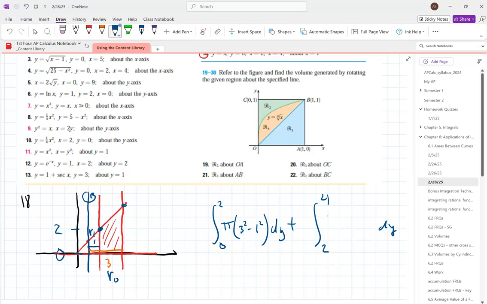So the R outer is still 3 squared, right? So R inner. Well, R inner is going to be this distance, right? So I know this is 1. This distance is x. So this distance here is going to be x minus 1. And there's my setup.